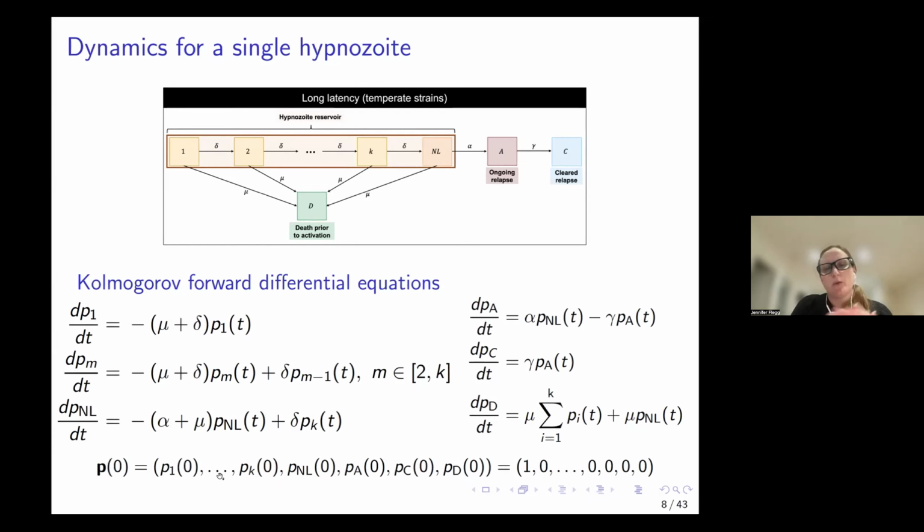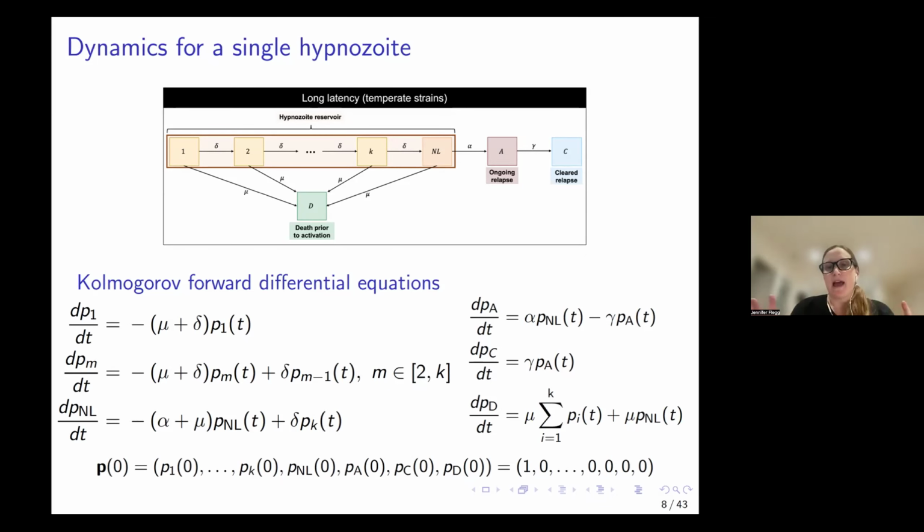Just to give you an idea, I won't go through all of these ODEs. I'm sure you've probably seen similar things before, but just for an example, if you take the mth compartment in the hypnozoite reservoir, it will increase in probability from the m-1th state, and it will decrease in probability going to the following state, and it can also die at rate mu, leaving that state. In a similar way, we can construct the other ordinary differential equations, which govern these probabilities.